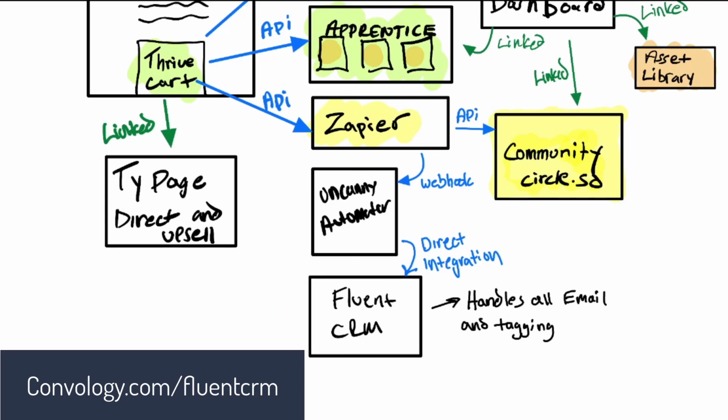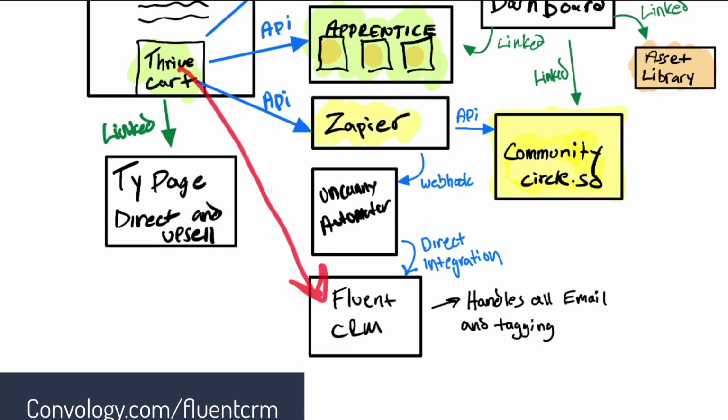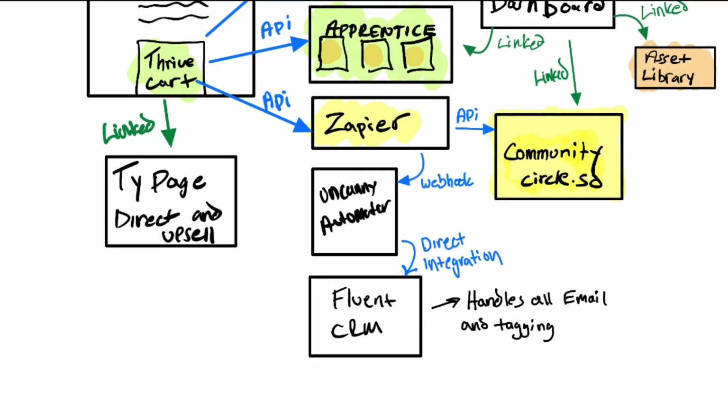But it does raise one problem, and that's right now there's no direct integration from ThriveCart to Fluent CRM. There's no direct integration from Apprentice into Fluent CRM. So I'm left having to have this middleman right here of Zapier. And like I mentioned, for 100 zaps a month, I'm going to be making some good money before I need to start paying, and so I'm okay with that.